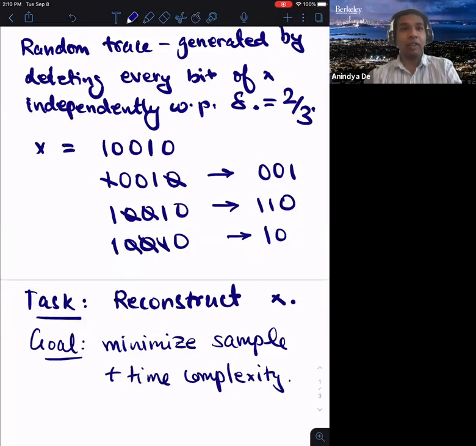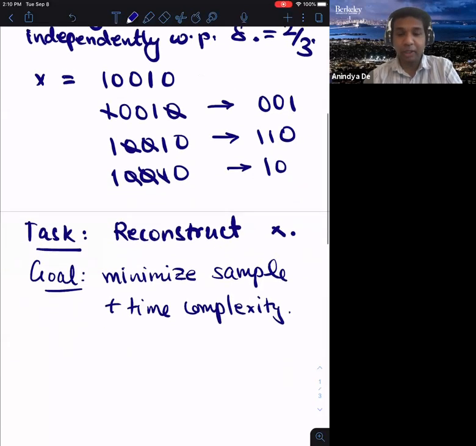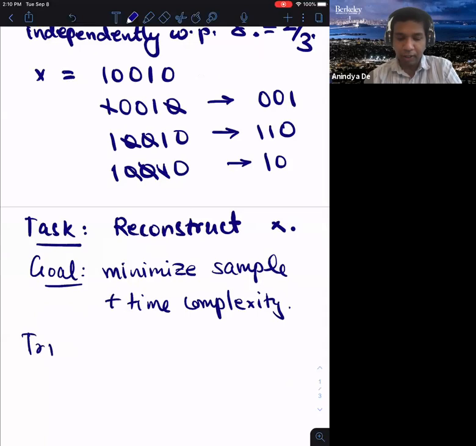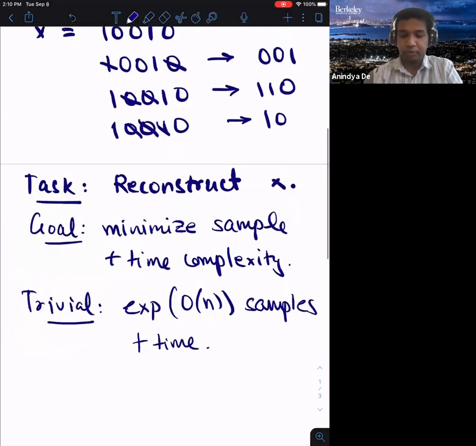As long as the deletion probability is a constant, you can always recover the original string X in exponential in n samples and exponential in n time. The question is, can you do better than this? It's trivial to achieve exponential in order n samples and time. The task is to do better.